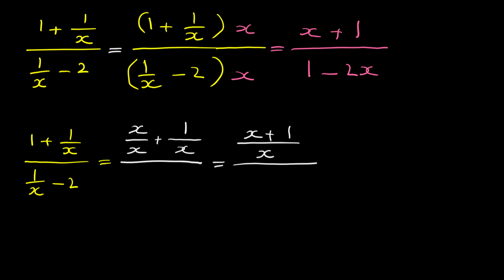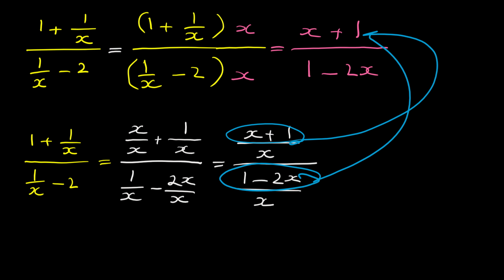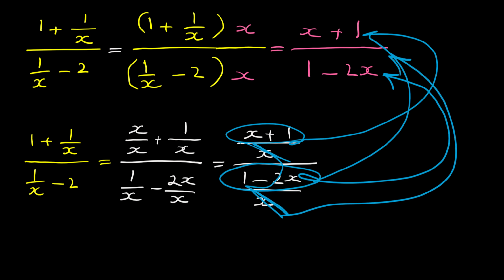Let's do the same thing for the denominator. We do a common denominator in the denominator. Then we have 1 over x minus 2x over x. We multiply numerator and denominator by x. Then we have 1 minus 2x over x. As you can see, this x plus 1 appeared, and 1 minus 2x also appeared. And it seems that this x with this x cancels and we have the same answer.